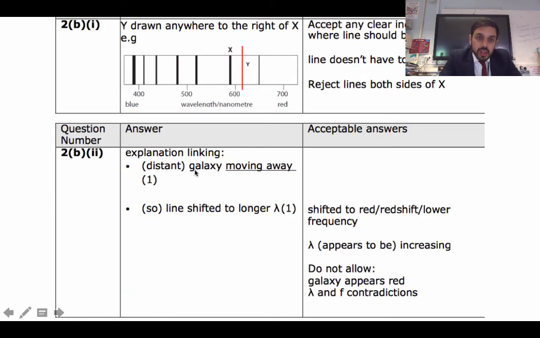But let's have a look. Distant galaxies moving away, line shifted longer. It's because they are moving away faster. Yeah, so that's there. Same thing there. So another important point to remember is the universe is expanding, but the things that are further away are actually moving the fastest.